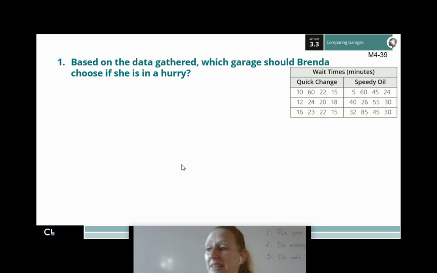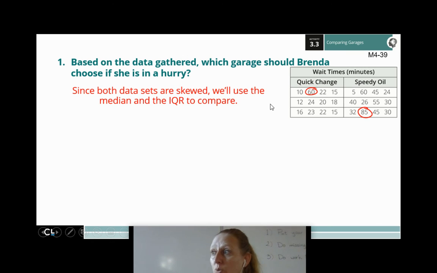So I don't know about you, but when I looked at this, I noticed the numbers are pretty consistent. Oh, there's like a 60 in there. But I saw a similar issue with Speedy Oil, kind of consistent. I saw like an 85. We've got some numbers that are skewing our data. We got some extreme values skewing our data. This means, since my data is skewed, we're going to have to use the median and the interquartile range.